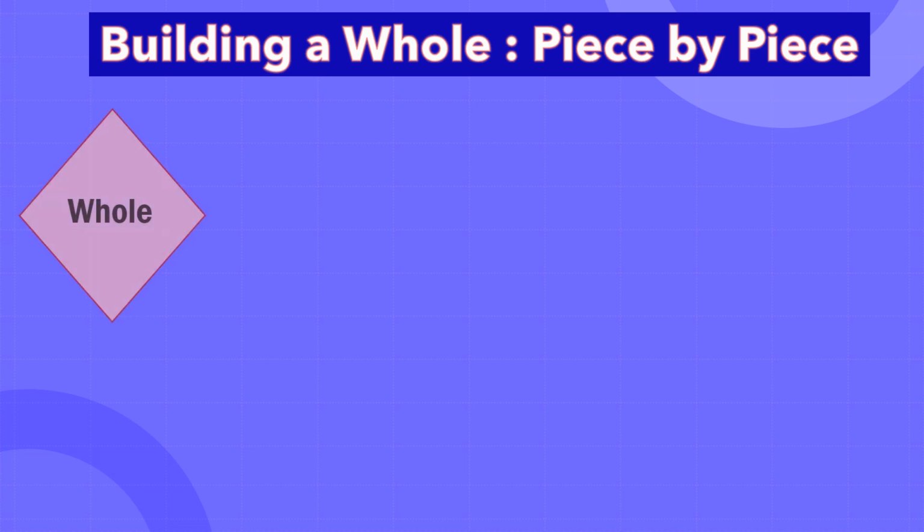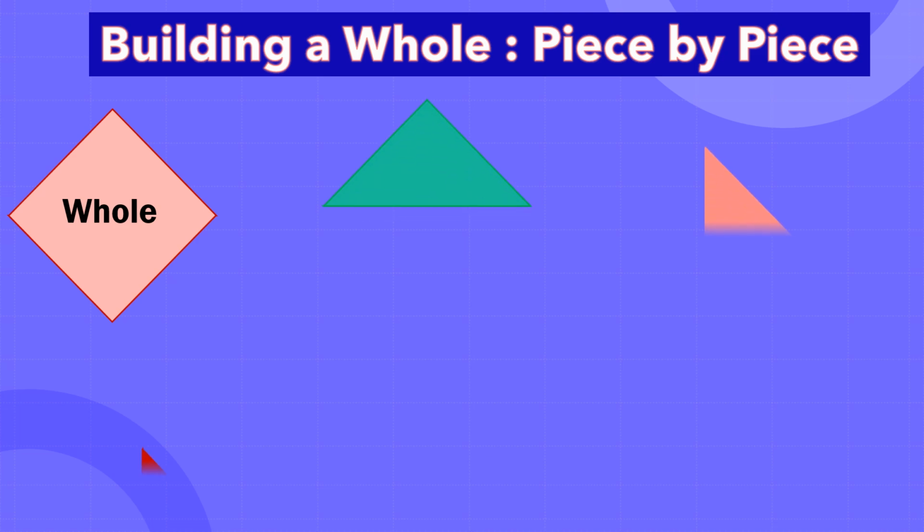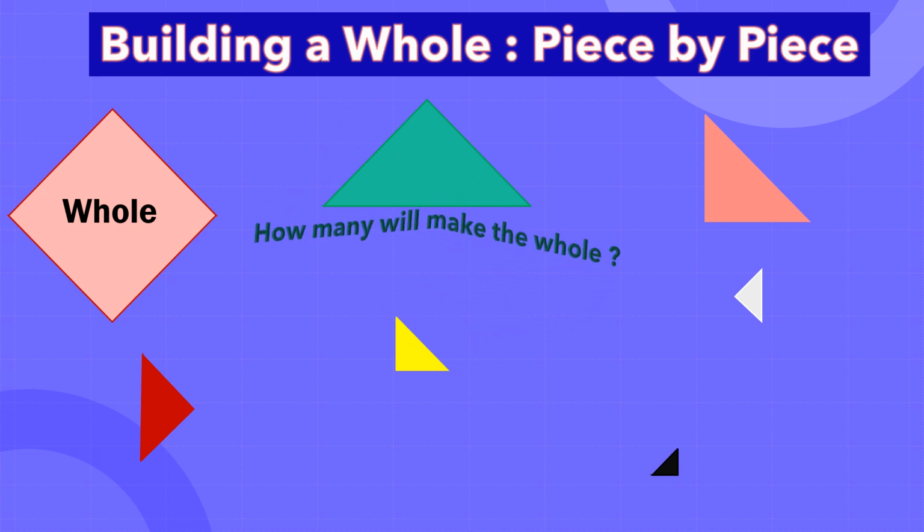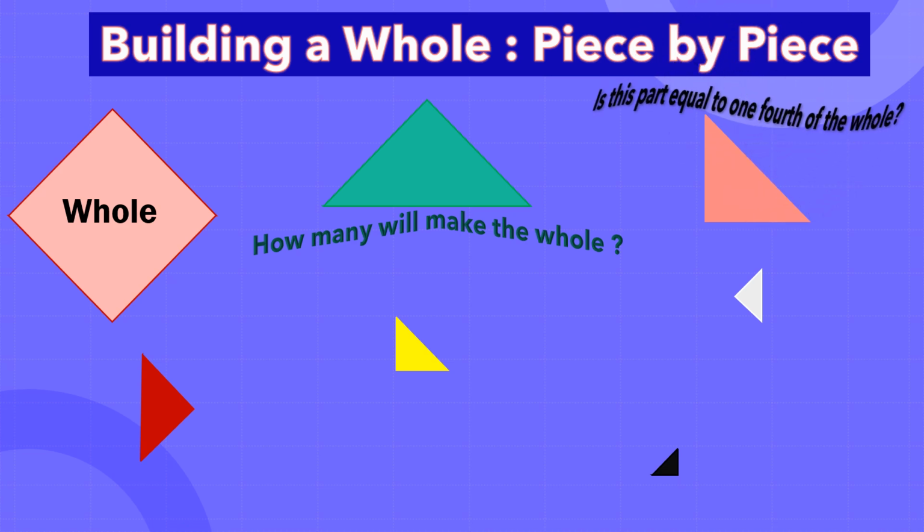Now let's do a review. Remember how we divided the square into smaller and smaller pieces? Now you will see these pieces in different colors. How many green pieces will make the whole? Is the orange part equal to 1/4?